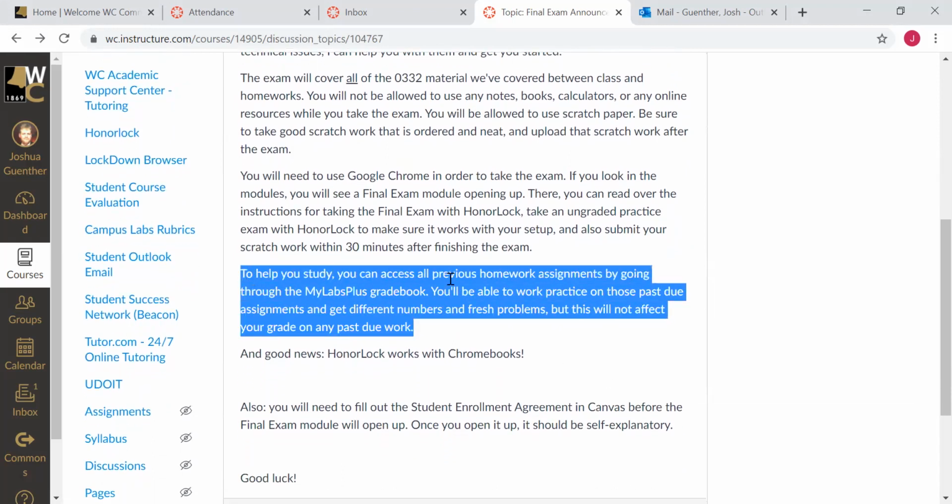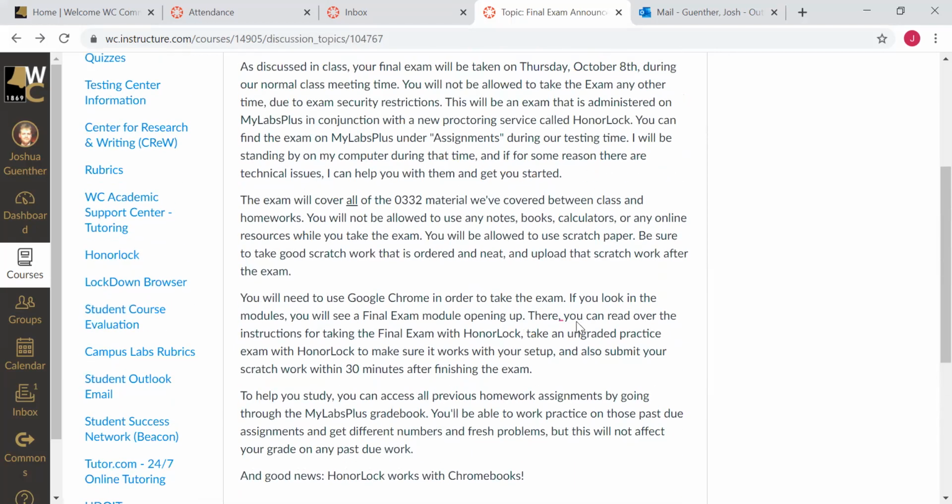To help you study, you can always access previous homework assignments on MyLabs Plus as long as you had started them before, when they were still open originally. You can go into the gradebook, and then you can practice with those homework assignments, and you can literally tell it, give me a new problem that has different numbers, and you can practice again. It won't affect your homework grade. It will not change anything for any grades you've already had submitted. So that's kind of how you can practice for the exam.